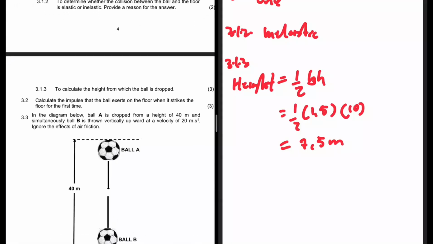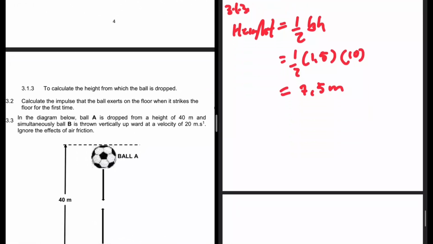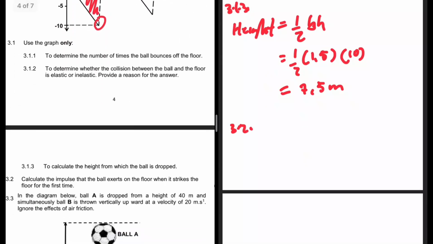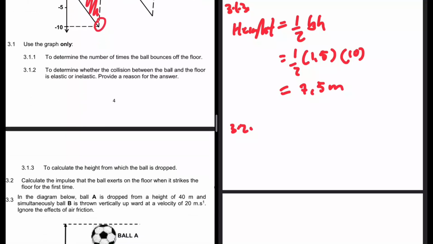Okay, 3.2, calculate the impulse that the ball exerts on the floor when it strikes the floor for the first time. Okay, the impulse. So let's take a look at the information that we have here. We have the velocity at which it strikes the ground, we have the velocity at which it leaves the ground. So we should be able to calculate the impulse.